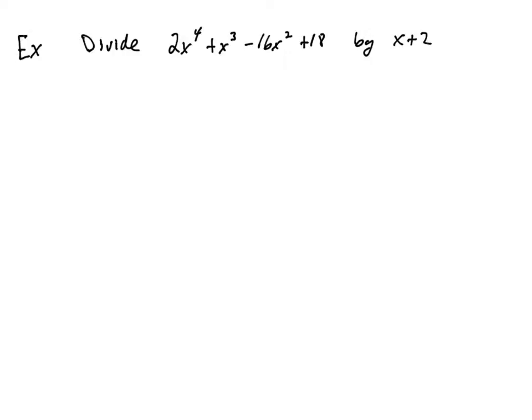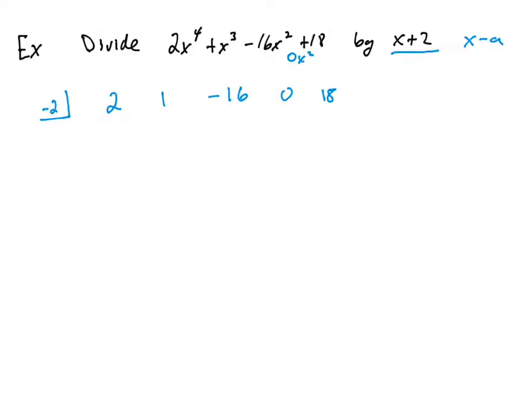Okay, let's do one more example. So we see that the divisor is of the form x minus a, so we can use synthetic division. Take the coefficients of each term, and there's a missing term here. We're missing the 0x squared, so 0, 18. And then we're going to divide by negative 2 here.